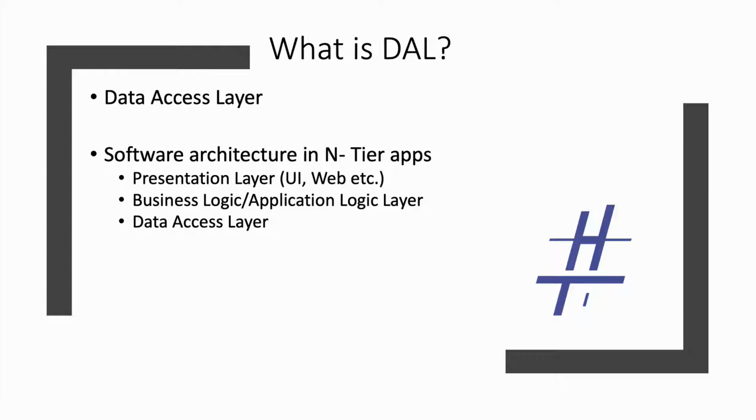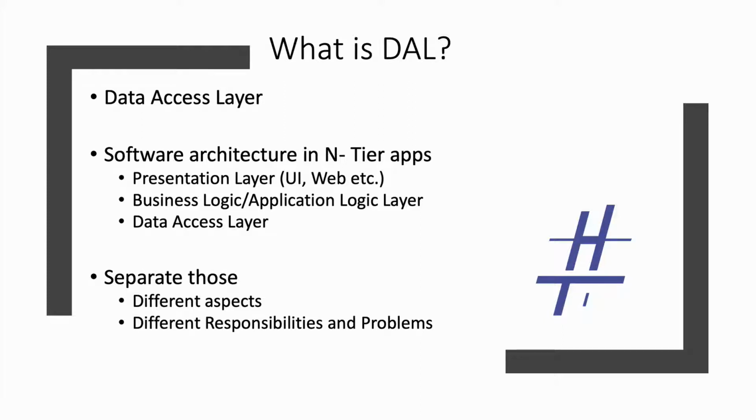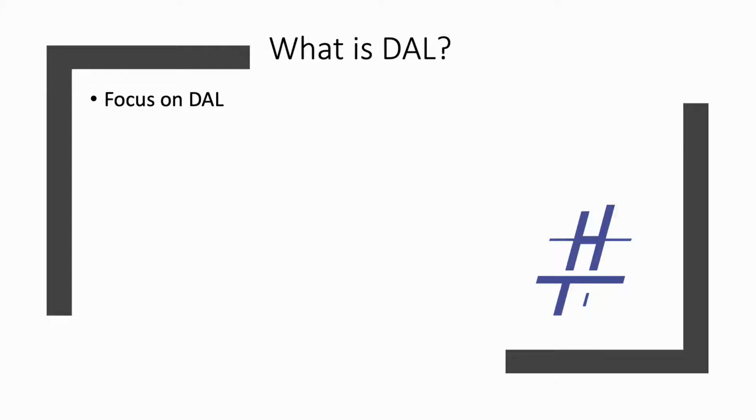So why do we want to have those layers? Because over the course of the maturation of this industry, we learned that those things can be best separated. This is because they cover different aspects and have different individual patterns to best solve the issues at hand for those layers themselves. So you can speak of different responsibilities and different problems on those individual layers. If we separate them with these layers, it's easier to handle all of those problems. In this course, of course, we are talking about the DAL. We are focusing on this exclusively.